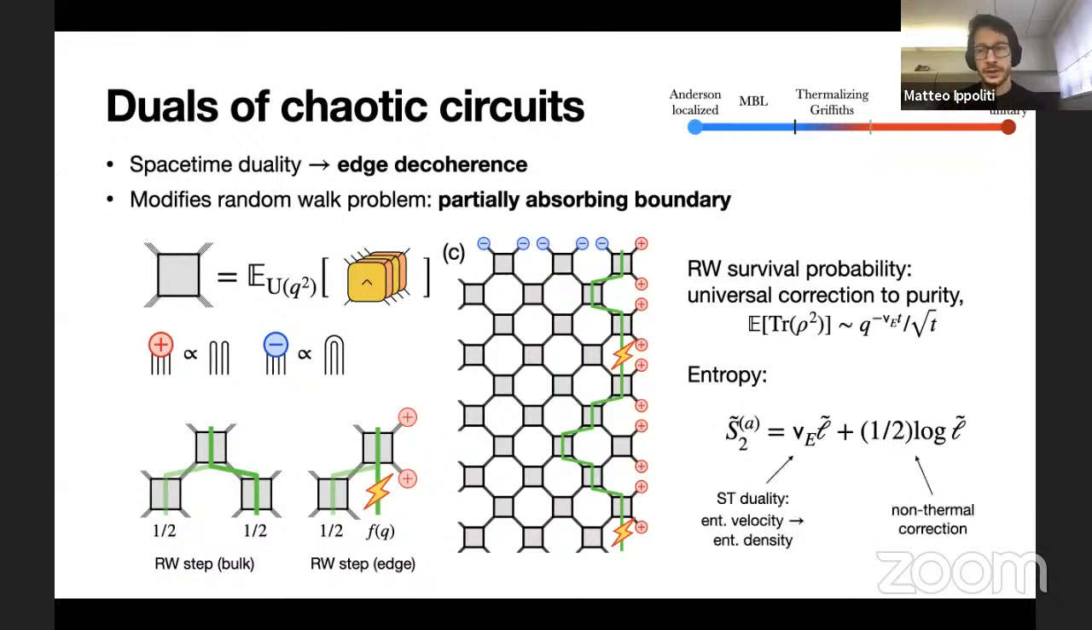And so 2 comments in order here. First, we got an entropy density, which equals an entanglement velocity. So again, this is sort of intuitively expected from spacetime duality because we mapped an entropy per unit length to an entropy per unit time. So that's kind of a consequence of spacetime duality. And then this logarithmic term, which seems small, so who cares? It's important because it signals that this is really a genuinely non-thermal volume law entangled state.